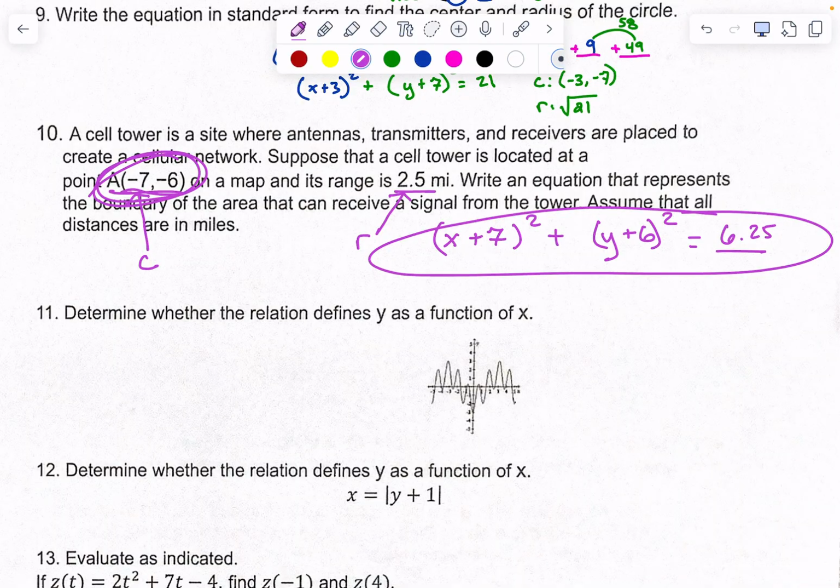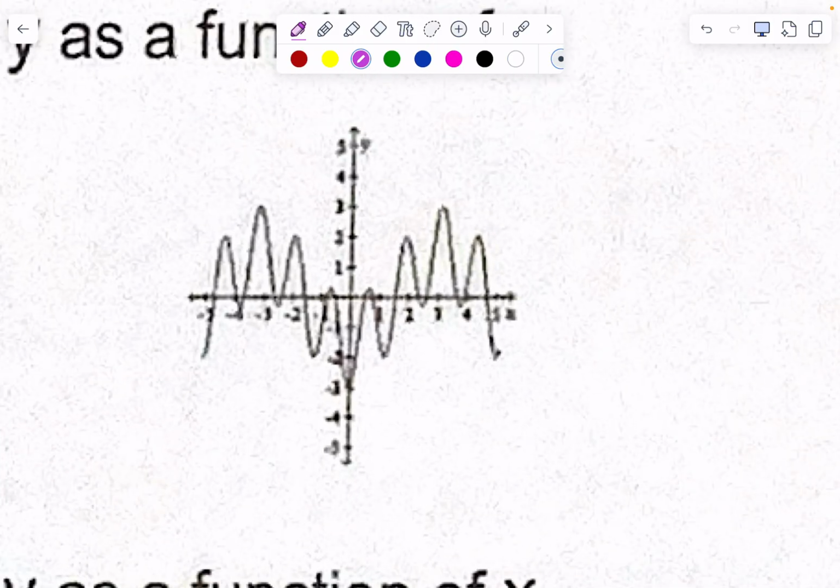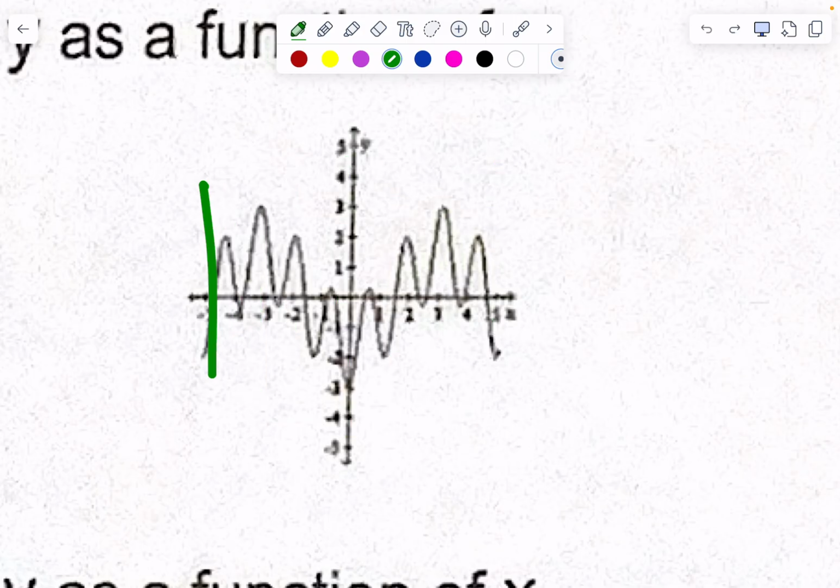All right, number 11. Is that a function or not a function? It's a function. Does it pass the vertical line test? Yes, it does. He looks kind of weird, but he does. So yes, it's a function.